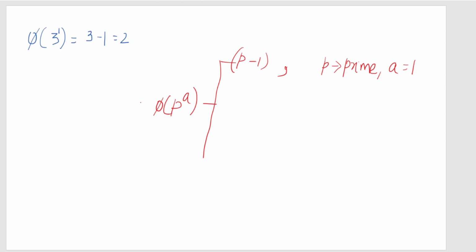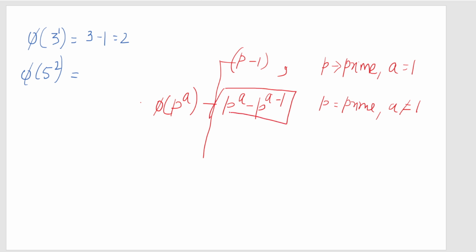Now coming to the second condition, when p is prime and a is not equal to 1. Suppose it is something like phi of 5 to the power 2. In that case, what will be the answer? What will be the formula? The formula will be p to the power a minus p to the power a minus 1. Now if you check this formula and put a equal to 1, you will get the earlier form by derivation.